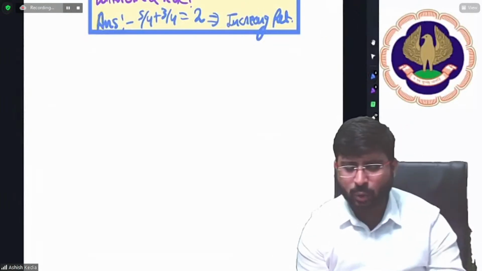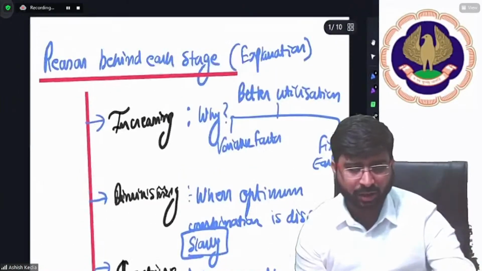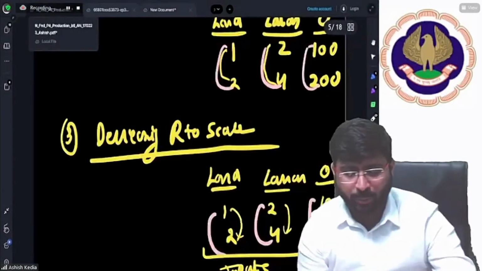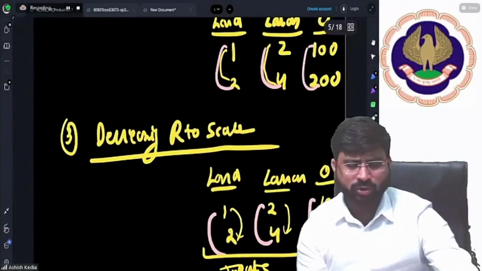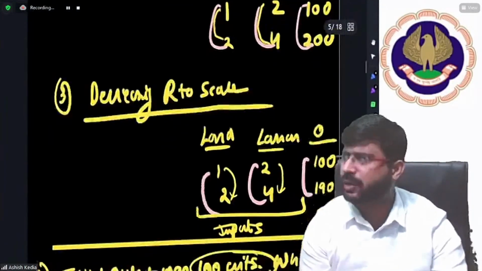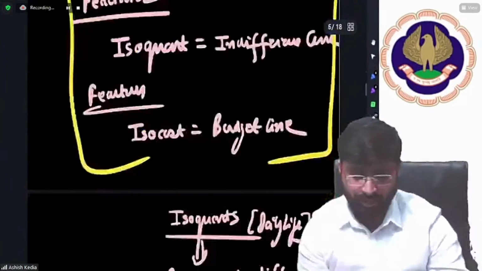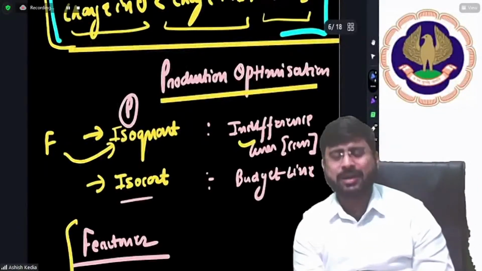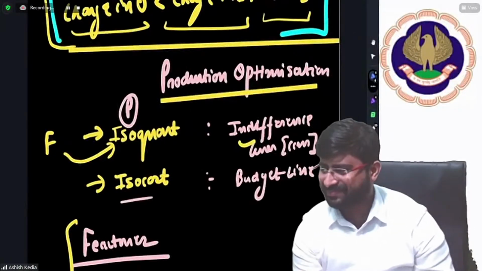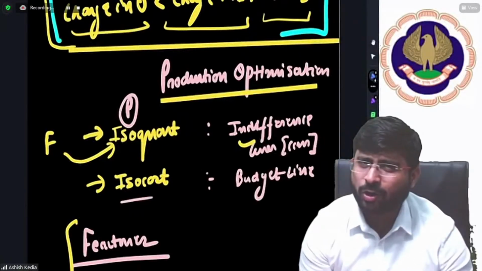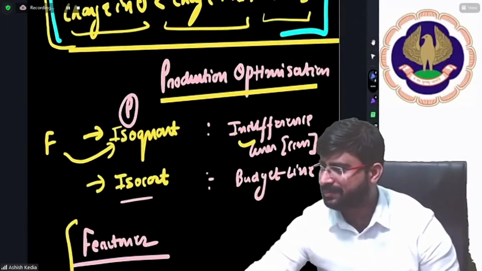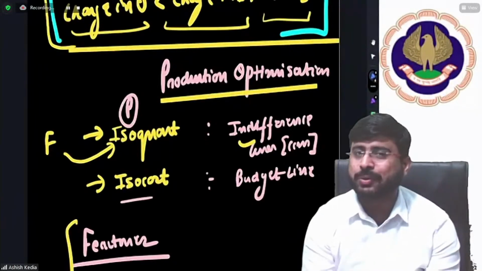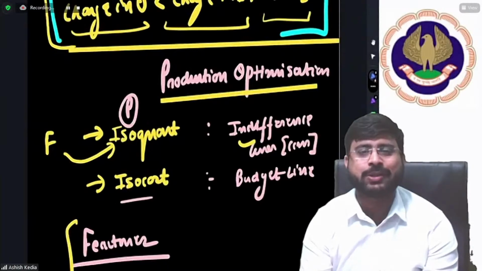Now we get into another sweet discussion that's called production optimization. Something like production optimization we have already done. No, sir. This is the first time we are doing it. No, we have done it. Sir, where? I'll tell you now. All of you remember consumer equilibrium? Yes, sir, we do remember consumer equilibrium.